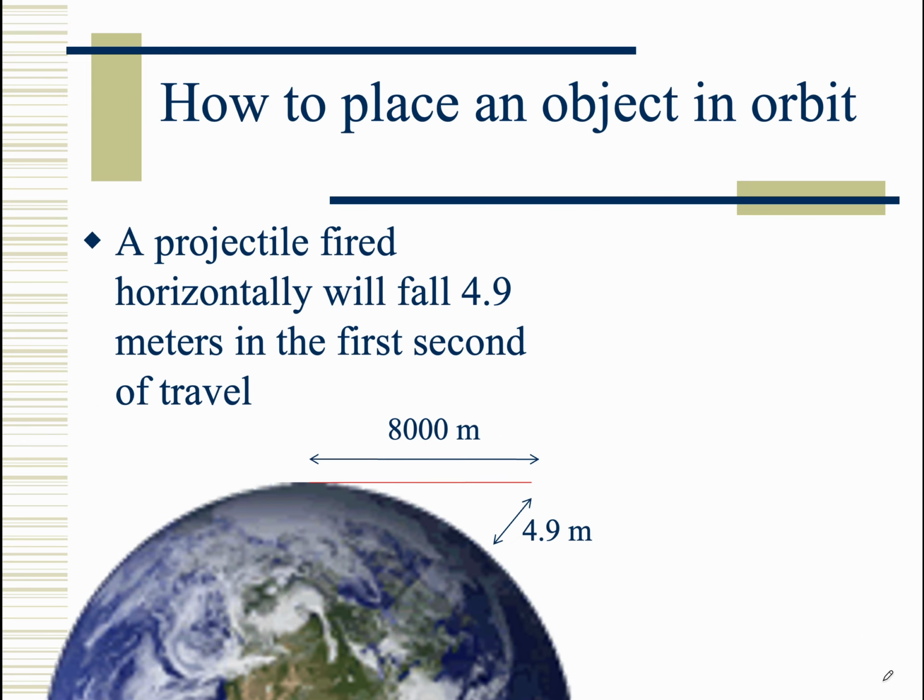A quick reminder as well: how do you put an object in orbit? It turns out it's pretty simple. Again, if you shine a laser 8 kilometers, by the time you walk 8 kilometers, it'll be 4.9 meters above the ground.